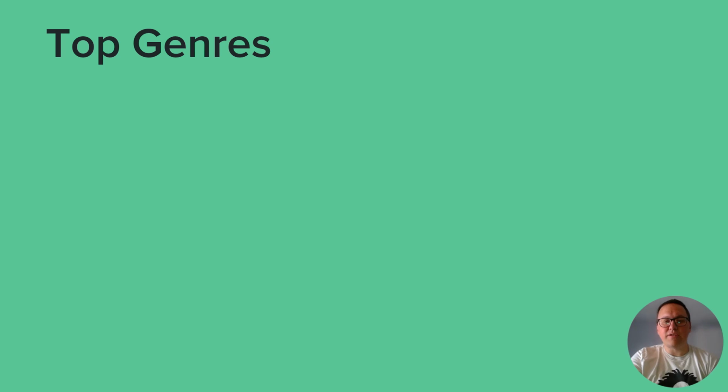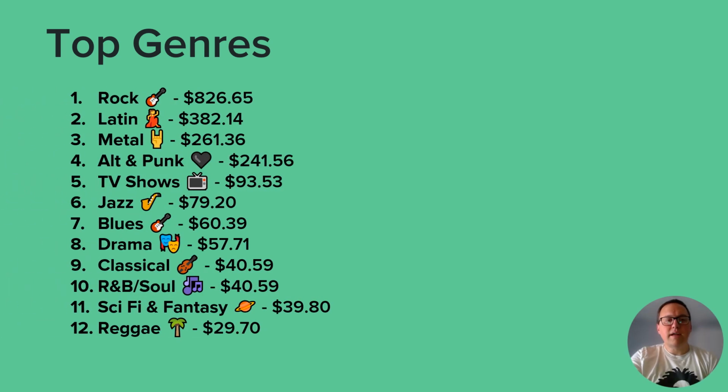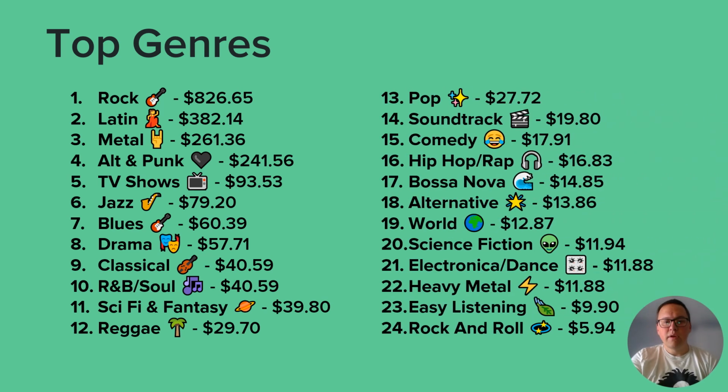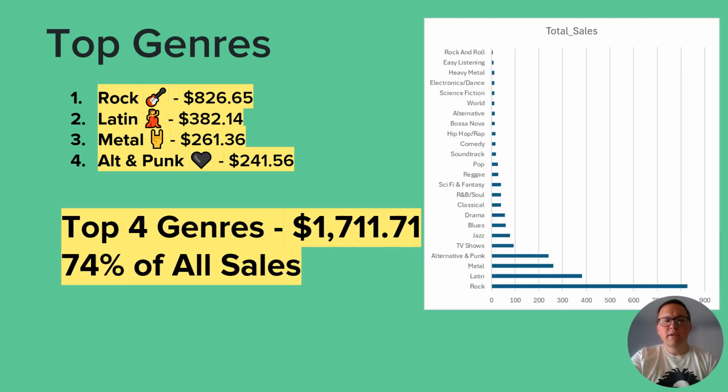What type of music did they have on their site? These are their top 12 genres and how much money they made on each of the genres. And here are their bottom 12. Note they have a good variety of music. If you have a favorite variety of music, you probably can see it on this chart. But note, they only made $2,300, and these top 4 categories made $1,711.71, or 74% of all their sales. You can see what that looks like comparatively in the bar chart on the right as well.